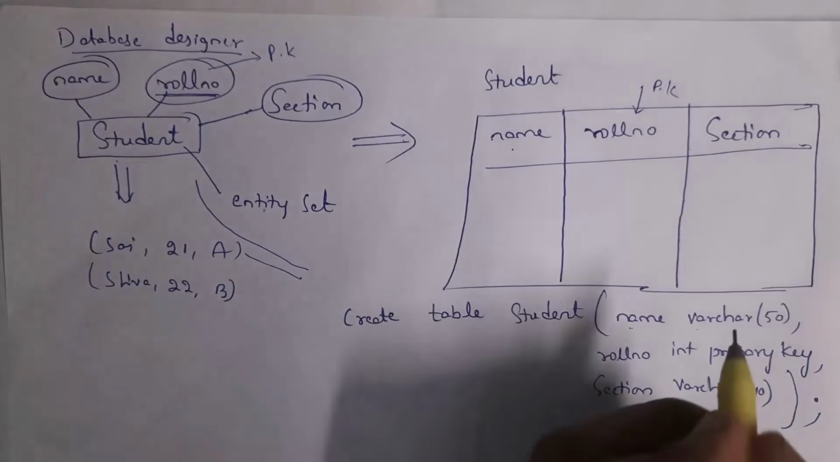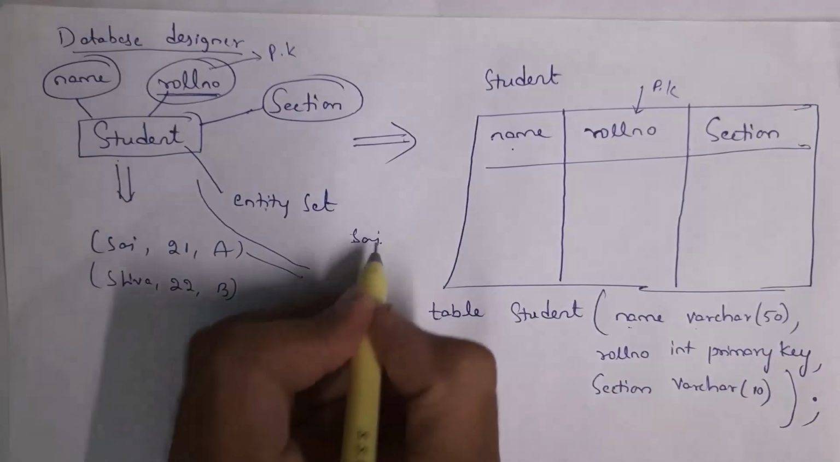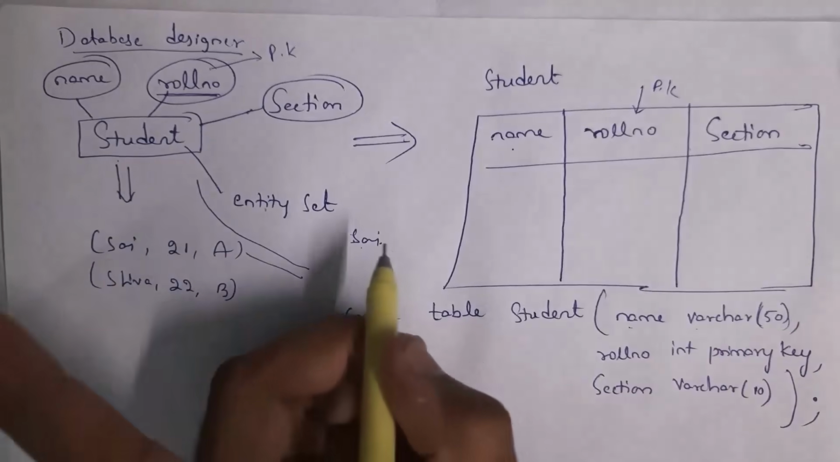So I took here data type, that is varchar. For example, if you consider Sai, total there are 1, 2, 3 characters. Like that I gave size 50. So each name can support up to 50 characters.